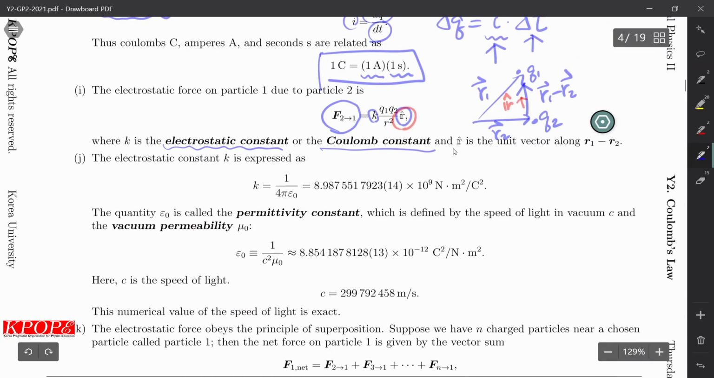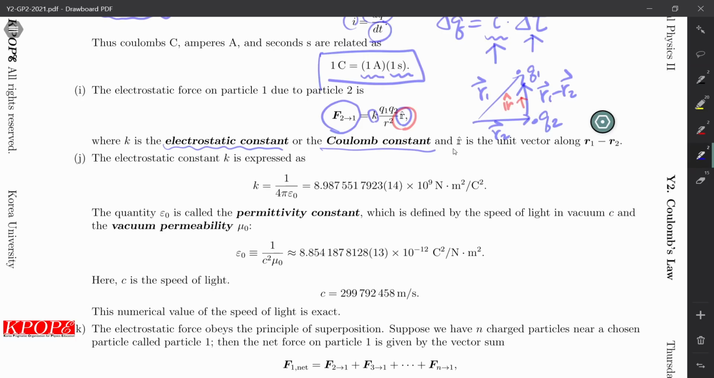You don't have to memorize all these digits, this large number of digits, but the electrostatic constant is of order 10 to the 9 Newton meter squared divided by Coulomb squared. It is 8.9875517923, and the number in the parentheses represents the error. Uncertainty is in the last two digits.